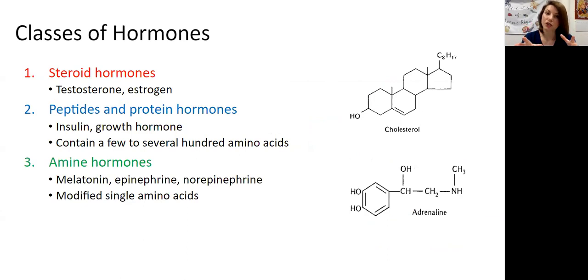So looking at the structures of hormones here, there's three major types that you can have. You can be a steroid hormone, which is going to be our testosterones and our estrogens. You can be a peptide or a protein hormone. Examples of this are insulin and growth hormone. You can also be an amine hormone. These are going to be like melatonin, which can make you sleepy, epinephrine, norepinephrine, which are going to contribute to that fight or flight response.